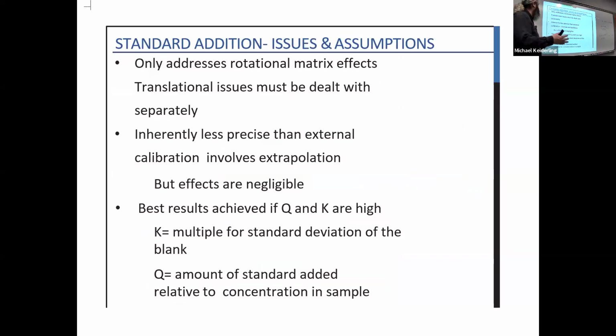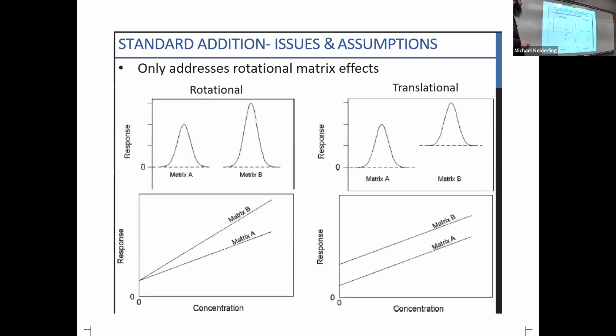This only addresses rotational matrix effects. Translational issues have to be dealt with separately, so it doesn't work for everything. It's inherently less precise than external calibration, because it involves extrapolation, but the effects are pretty much negligible. And the best results are achieved when Q and K are high. The multiple for standard deviation of the blank is high, and the amount of standard added relative to concentration in the sample is high. But it only deals with certain sorts of issues with various matrices.